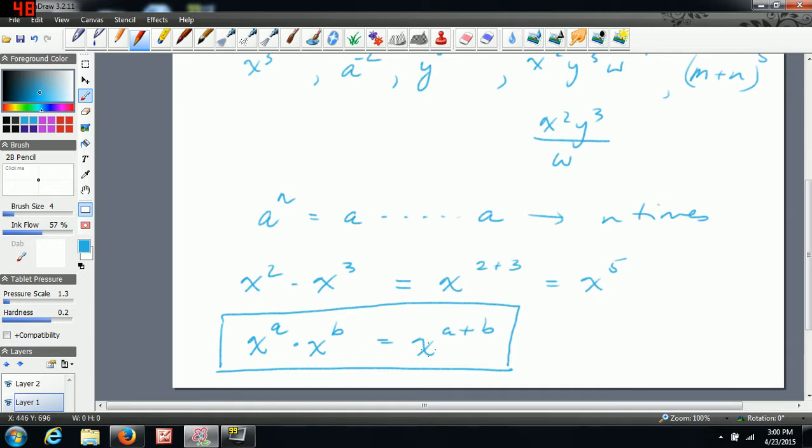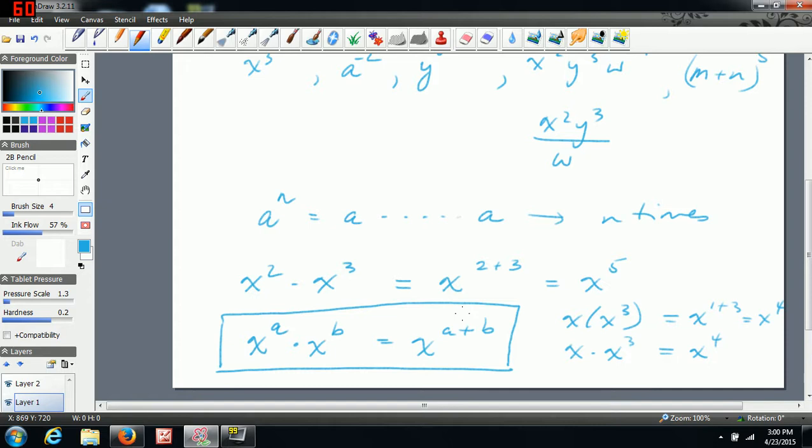We can use this rule to do a whole bunch of examples. Like if I did x times x cubed, it could be written in this way. If there's nothing written here, there's always a 1. So in that case it would be x to the 1 plus 3, which would be x to the 4. Or this could be written as x times x cubed, and again, that's just x to the 4, 1 plus 3.